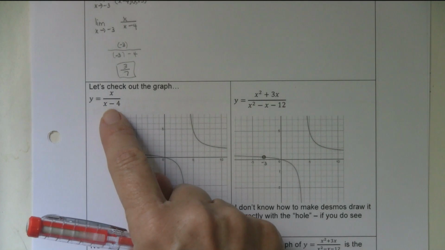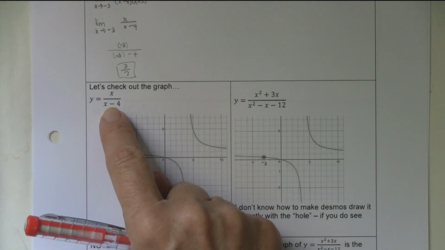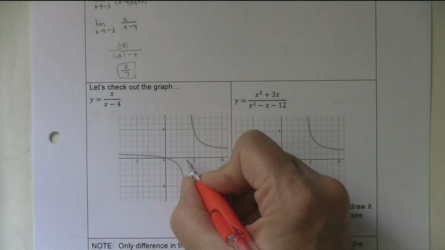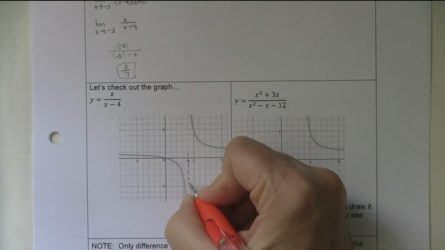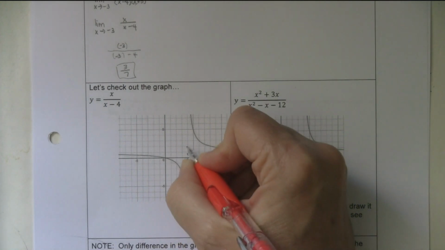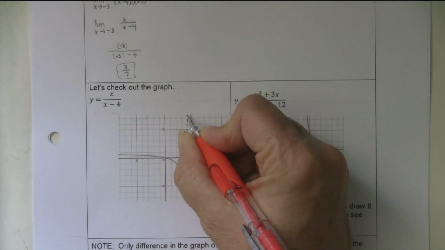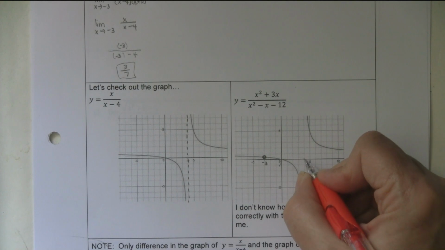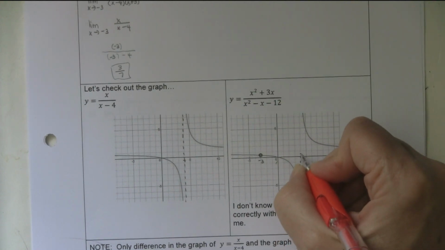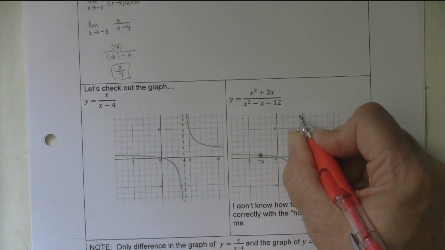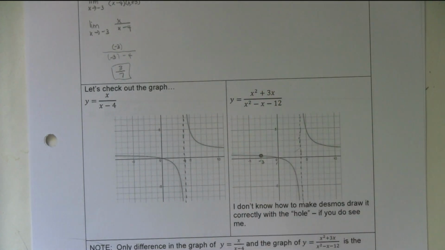Now, this graph had an asymptote, and that asymptote is at x equals 4. And so here it is, the asymptote. This graph also had an asymptote at the same place, x equals 4. So this graph, when we graphed it, had two things. It had an asymptote and a hole.